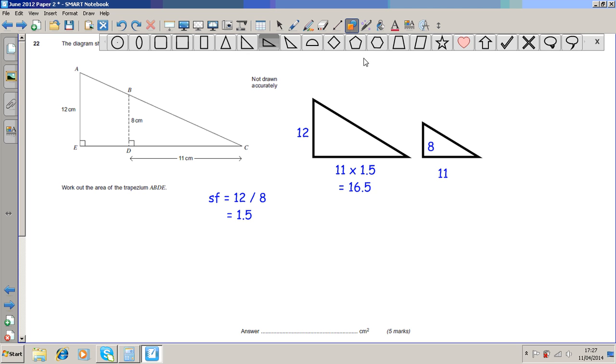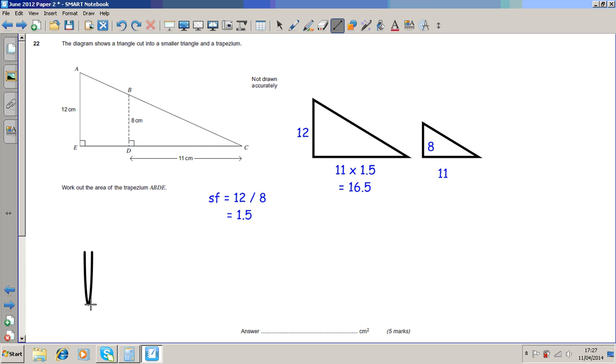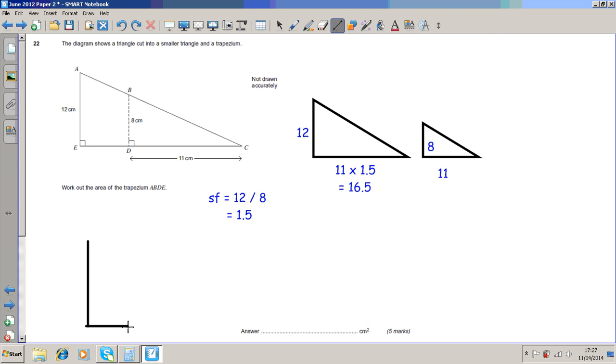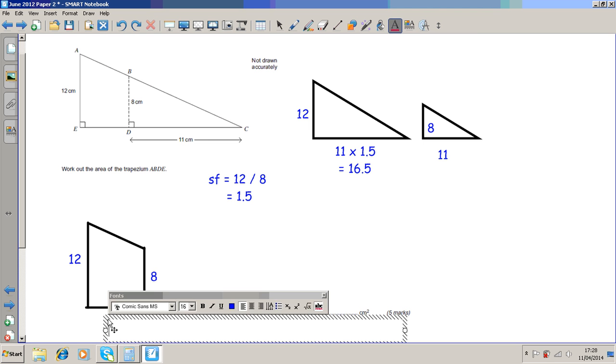So finally, our trapezium then, like that, and I know that this length is 8. I know that length is 12, and the key bit is this length here. Well, it's 16.5 all the way from E to C, and D to E is 11. So that length is 5.5.